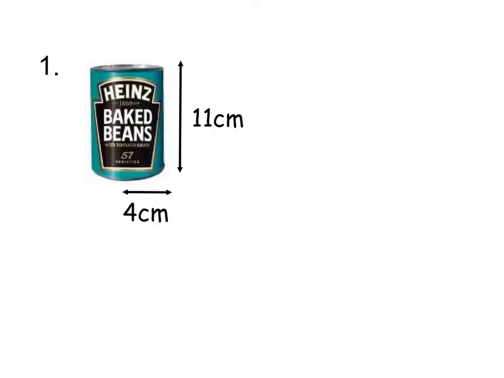So here's my first example of like a tin of beans. I'm going to start by writing out the formula. So V equals pi r squared h. Pi, we leave as pi. Remember, you can always use 3.14 if you want to. That'll be up to whatever your teacher's told you to use. I use the pi button though to be more exact.